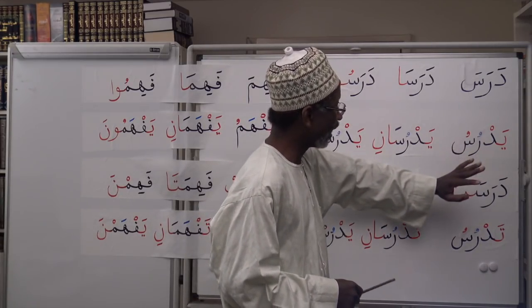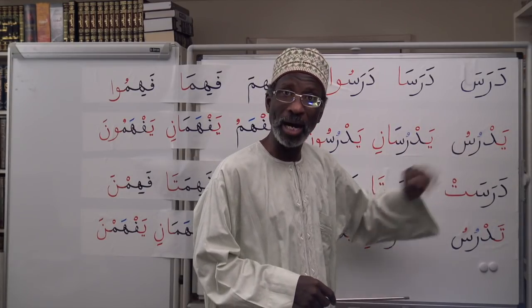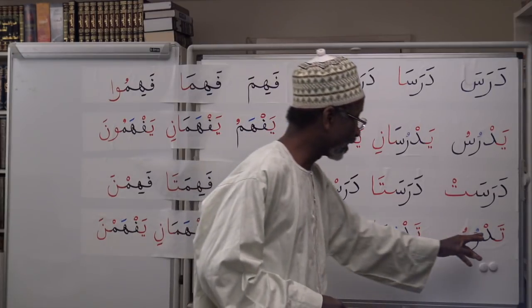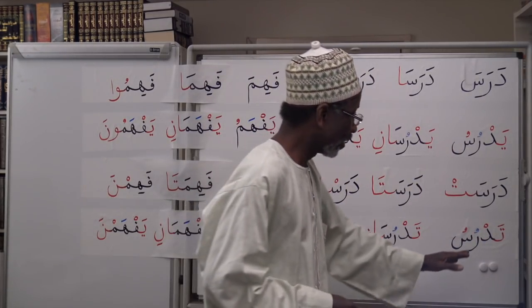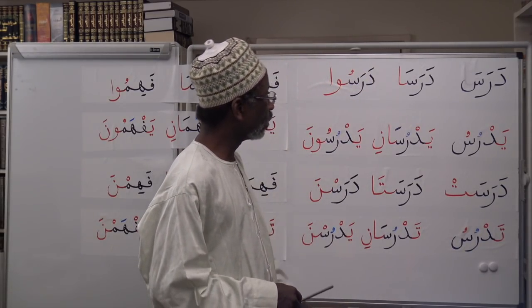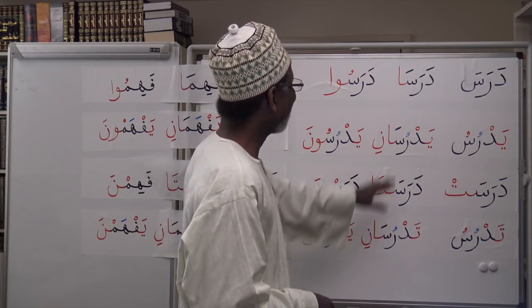So once that has been established, the third one in the singular is very stable. You have this damma on it. Yadrusu and tadrusu. So yadrusu, he studies. Tadrusu, she studies. Let's now move to the duo, al-muthanna, two people.